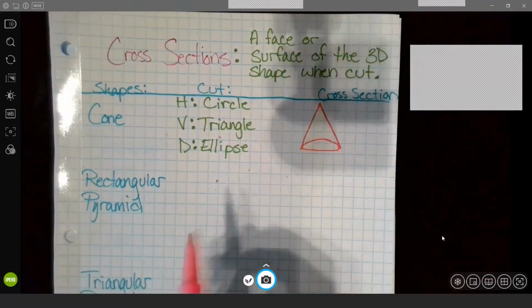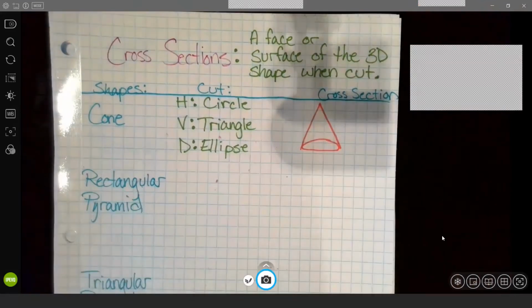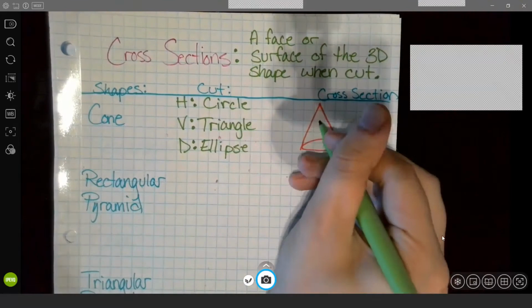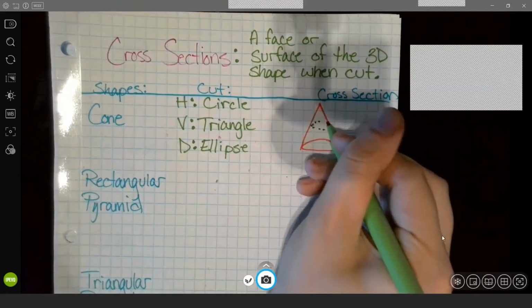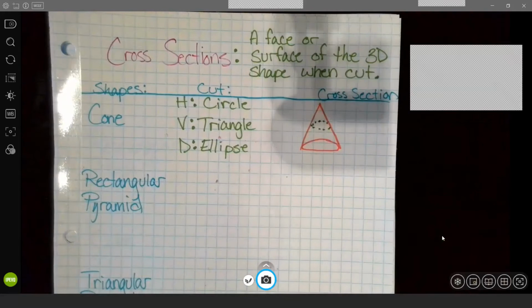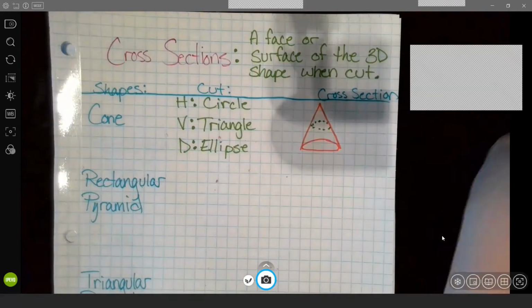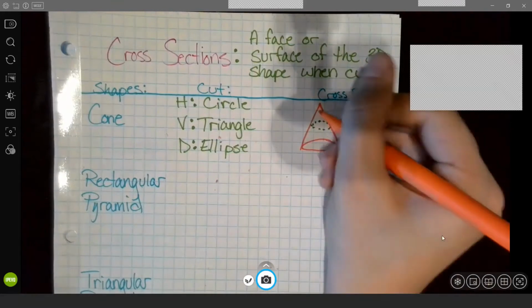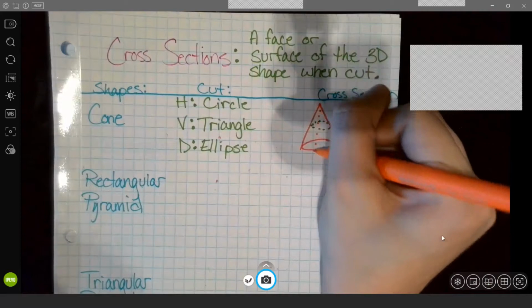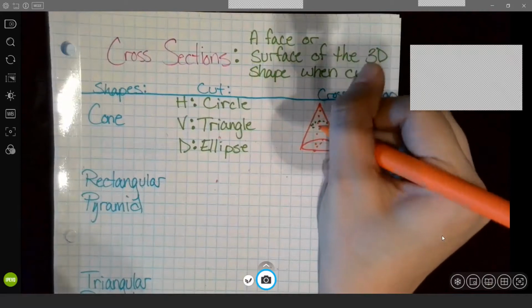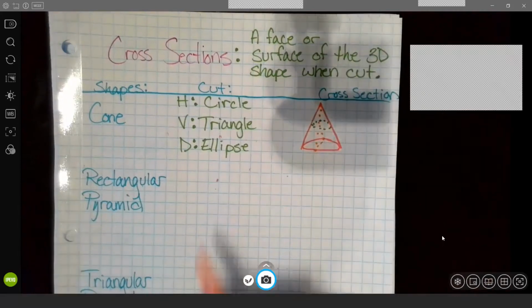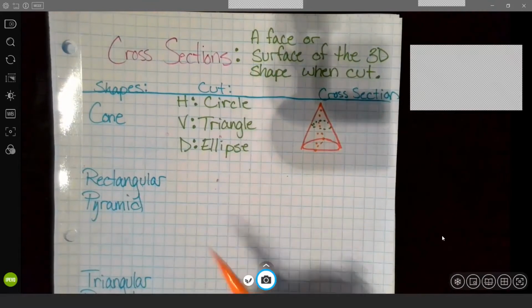So if I do a horizontal cut, that's where my circle comes from. If I do a vertical cut, that's where my triangle comes from. And diagonal stays in the list.